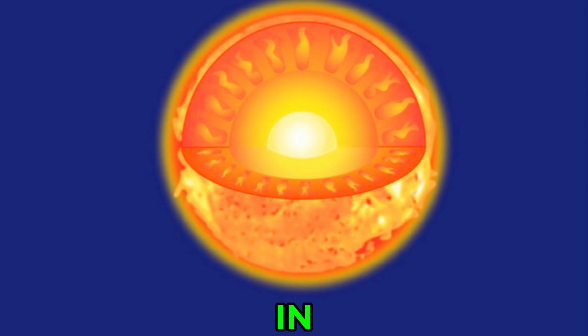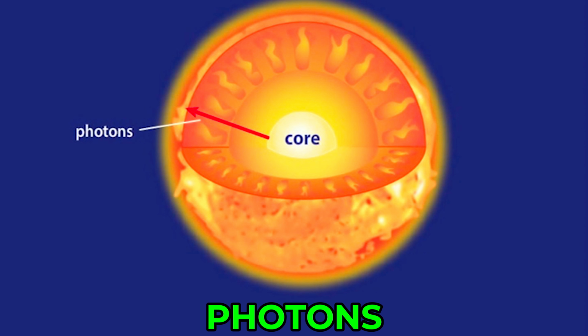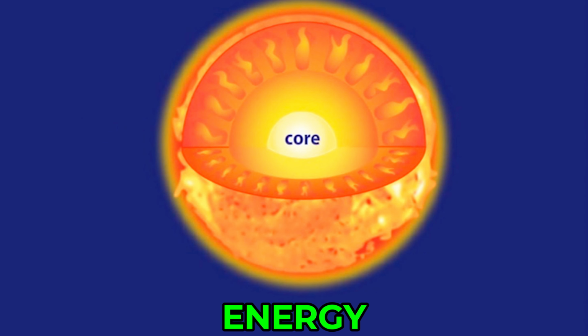Energy produced in the Sun's core is carried to the Sun's surface in the form of light energy called photons. This energy moves from the core into a very dense radiative zone. It can take thousands of years for the light energy to move through this layer and into the convective zone.